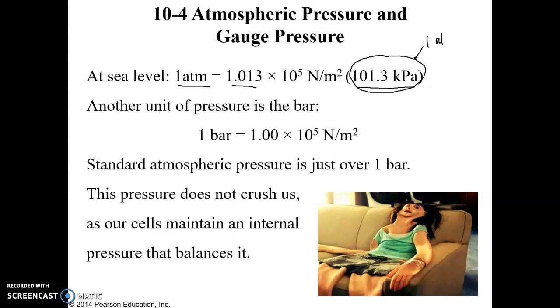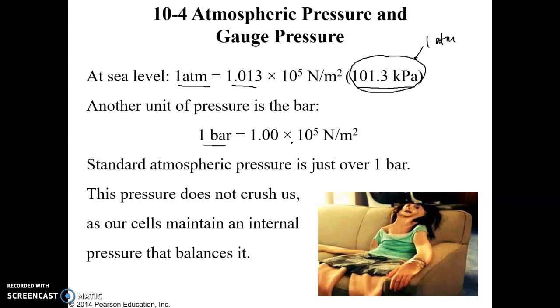This is 1 atm. Now, of course, atmospheric pressure changes with changes in the weather. That's why we have barometers that measure barometric pressure. But roughly, the average pressure is 101.3 kilopascals. Yet another unit of pressure is the bar. 1 bar is equal to 1 times 10 to the fifth newtons per square meter, or 1 times 10 to the fifth pascals.